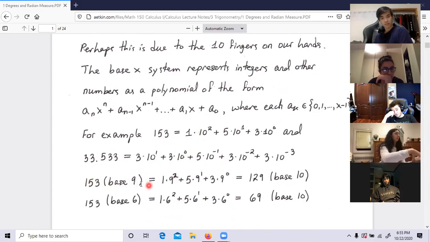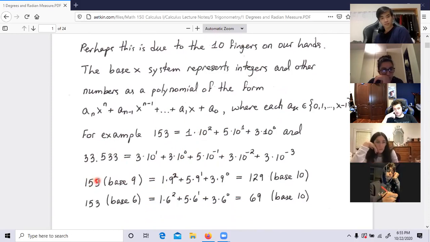You see, that's 9 squared. This is the 2 position, this is the 1 position, this is the 0 position. So it's 1 times 9 squared plus 5 times 9 to the power of 1 plus 3 times 9 to the 0, which in base 10 will be 129 if I convert it. If I use base 6, what is 153? It's 1 times 6 squared plus 5 times 6 to the 1 plus 3 times 6 to the 0, and that will be 69. So this is base 6, base 10, etc.